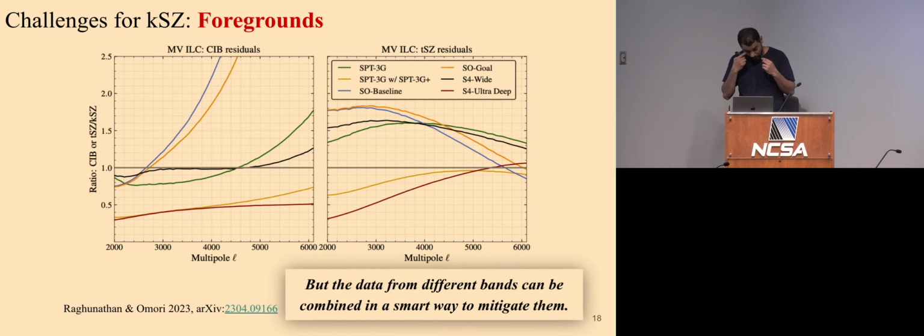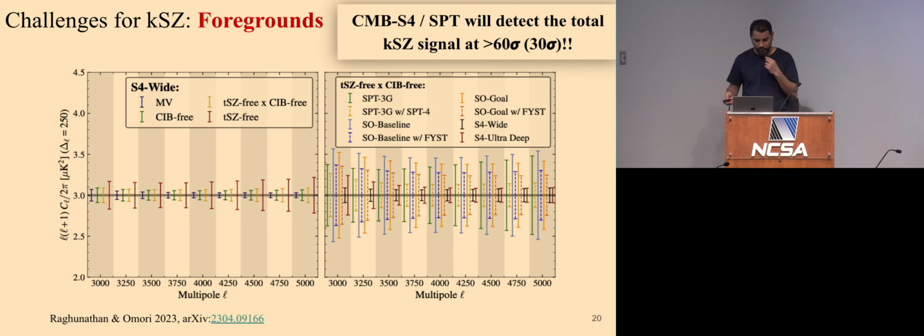But data from different bands can be combined in a really smart way to actually mitigate them, and that's really what we showed in this paper that was out earlier this week. And then if you combine data from multiple bands, not just 150 gigahertz, from 6 different bands, if you do that properly, you'll get error bars like this.